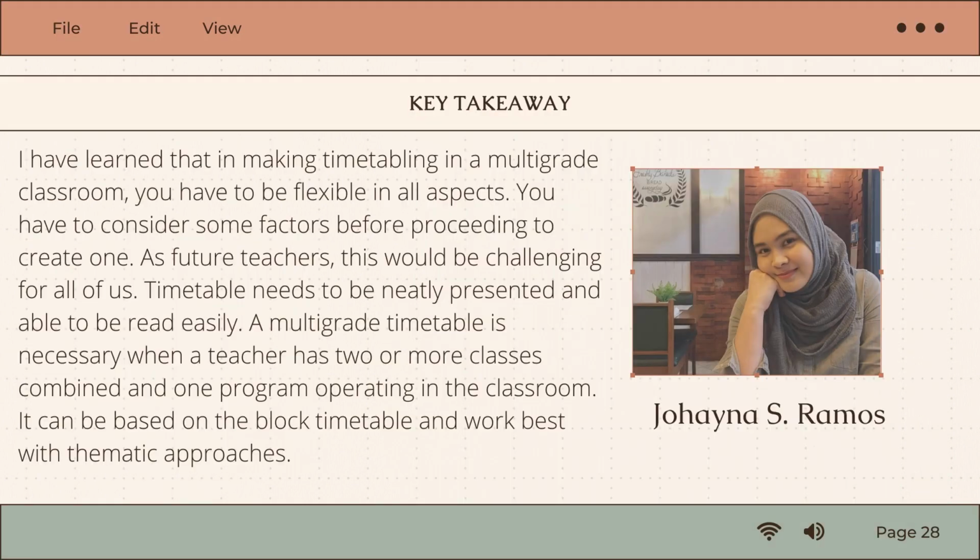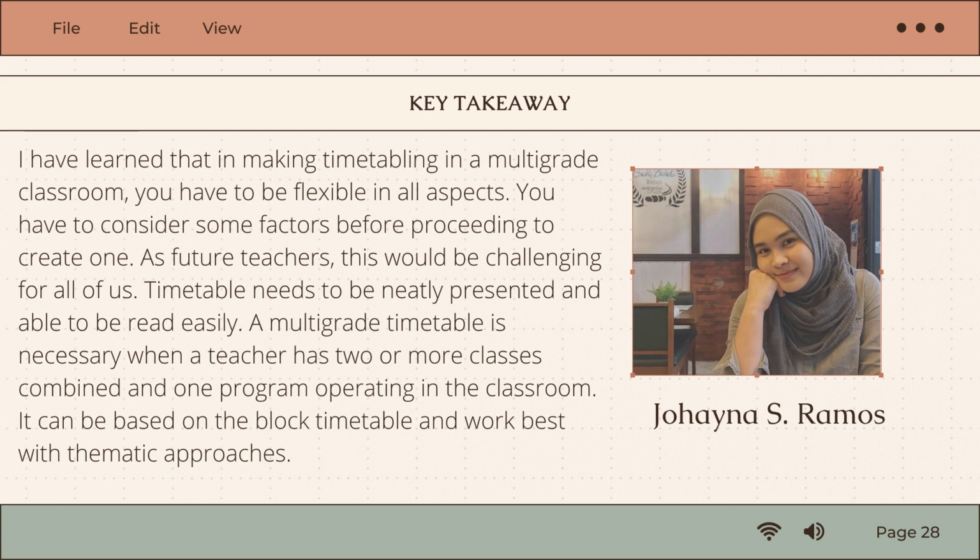So, my key takeaway, we're done with my discussion. My key takeaway in this module is that I have learned that in making timetabling in a multi-grade classroom, you have to be flexible in all aspects. So you have to consider some factors before proceeding to create one. As future teachers, this would be challenging for all of us. Timetable needs to be neatly presented and able to be read easily.